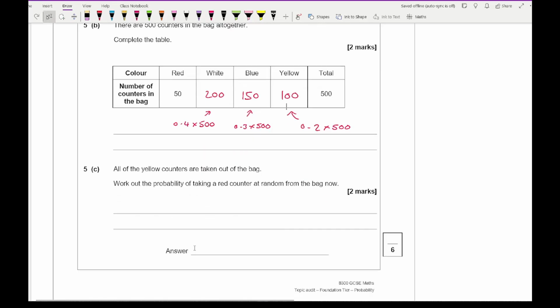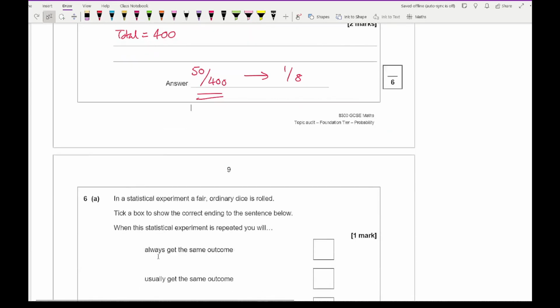Then for 5c, it says all of the yellow counters are taken out of the bag. Work out the probability of taking a red counter at random from the bag now. So here, if the yellow counters are taken out, so we're taking out 100, then that means that we've got a total of 400 counters. So then the probability of selecting a red, well, how many reds have we got? Well, we've got 50 over the total, which is now 400. And again, if I simplify that fraction, if I wanted to, I would have got 1/8. But again, if you just wrote 50 over 400, you would have got the 2 marks.